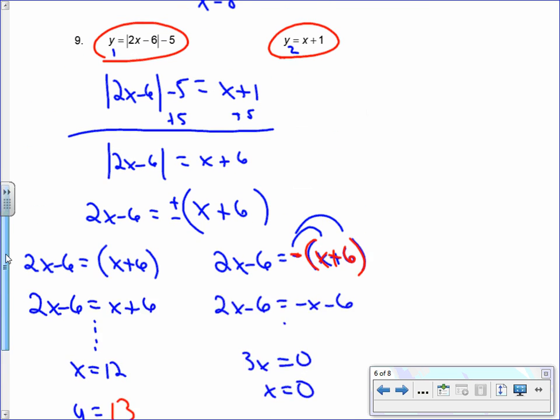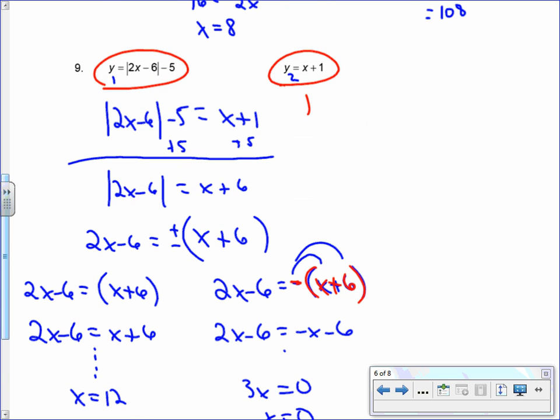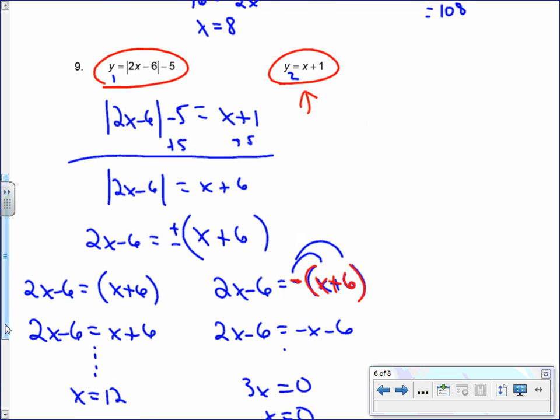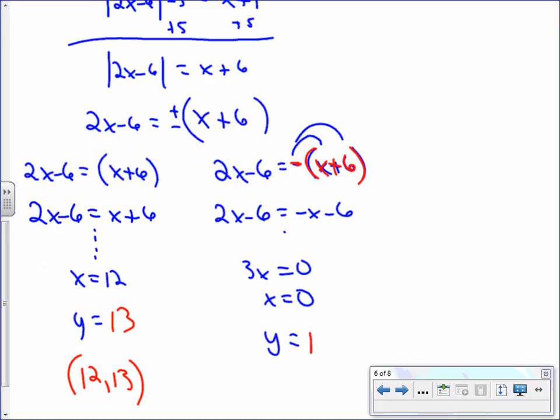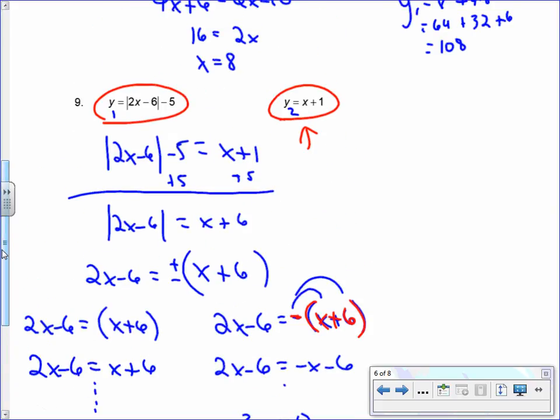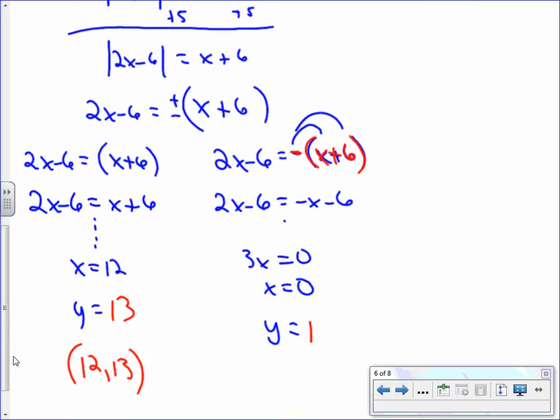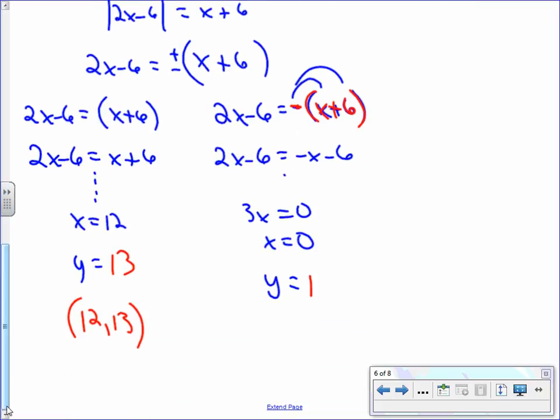And then 0, again, plug it in the easiest one first. 0 plus 1 is 1. And if you have time, also plug it in the second one. 2 times 0 is 0. 0 minus 6 here, absolute value of negative 6 is 6. And 6 minus 5 is 1. You should get the same answer in either place. Okay? There are 2 answers.